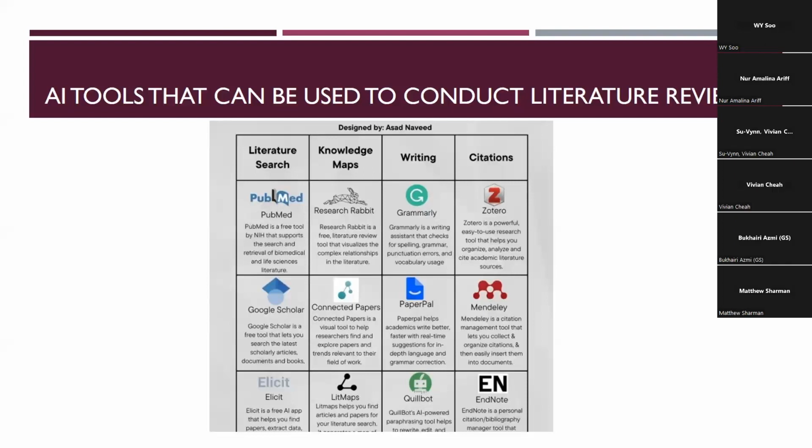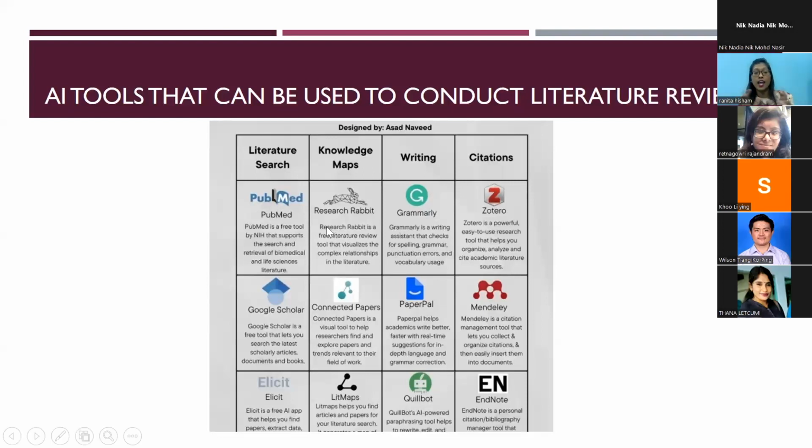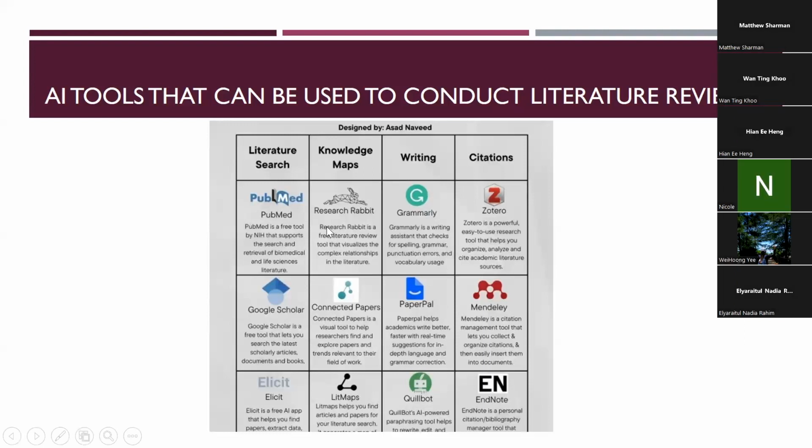Okay, yeah. So basically, this AI tool can be very useful also for you to write your own literature review. In terms of the search, of course, you can search in, for example, PubMed, and then we have Google Scholar. Okay, we have Elicit. All right, in terms of the mapping, how to actually put your findings into a map form, that is where Research Rabbit will come in, and then we have Connected Papers, that actually help you to visualize your research papers, and to explore the papers and also to look at the trend that are relevant to your own fieldwork.